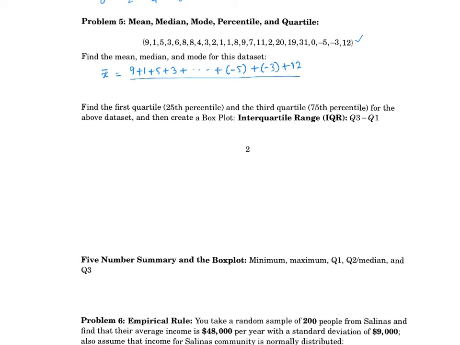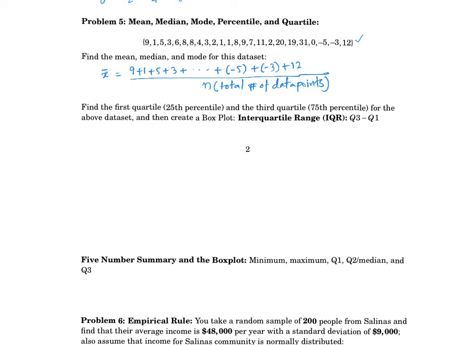Honestly, I don't know how many of them there are. So let's say there are 20 of them. I just made up that number. Make sure that you check it. So I'll just put n, where n is the total number of data points. Okay, that's how you'd find the mean.